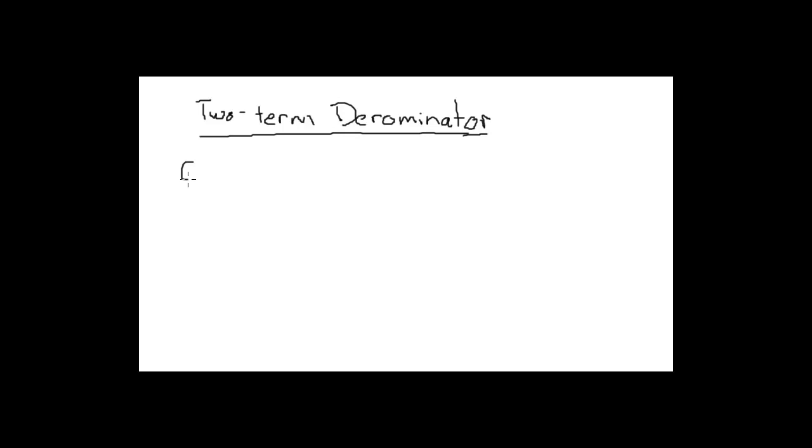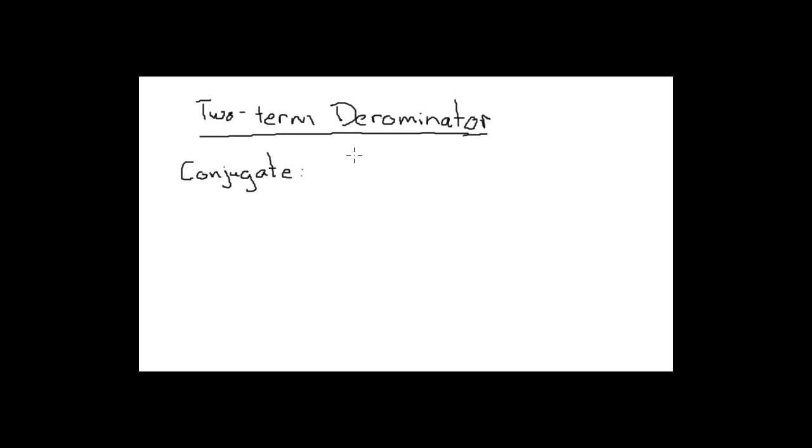Now it can get a little more complicated if we have what we call a two-term denominator. I guess I forgot to spell the whole word. Okay, so in order to deal with a two-term denominator, I'll show you what that means in a second. We're going to need a concept of what we call a conjugate.